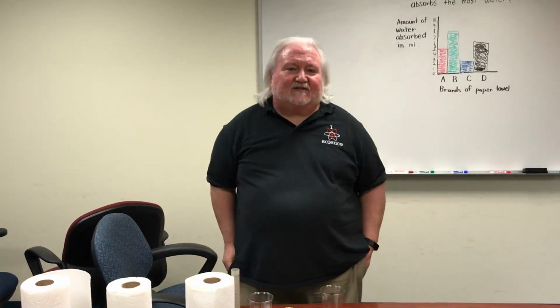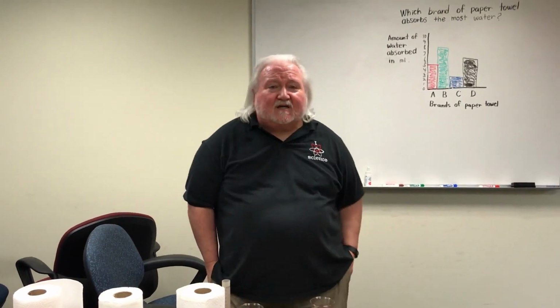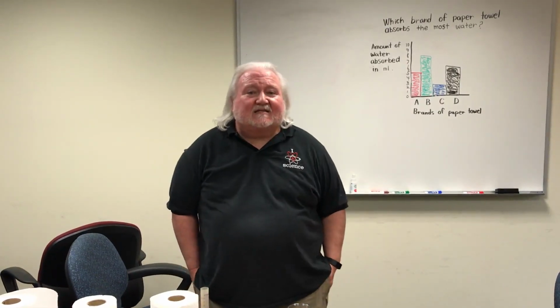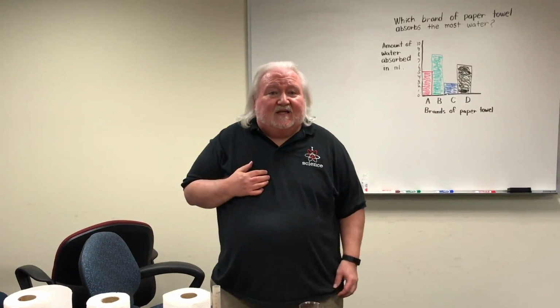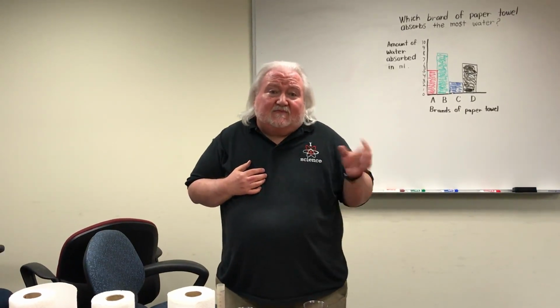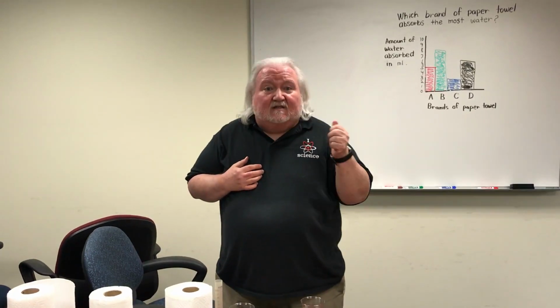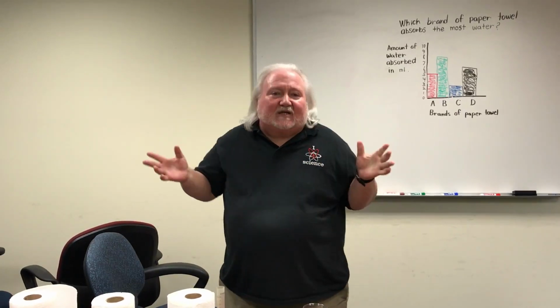What else might you consider, though? Brand B was pretty good here, right? Is it more expensive? Is it $1 more than D? Maybe D is a better bargain. So you can talk about all that. And all you have to do is save your receipt from where you buy the paper towels, and you can share which brand is which, and you can even share how much they cost. So you can start talking about economics, you know.